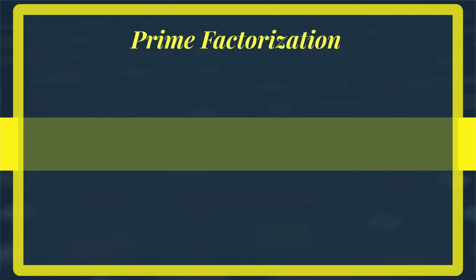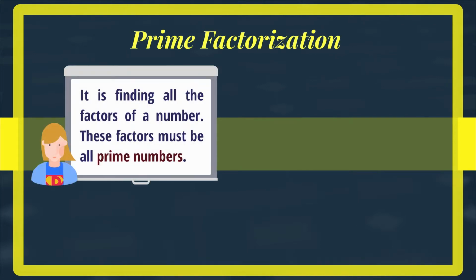Now let's go to the main lesson. Let's study prime factorization. We already know what prime numbers are and how to tell whether a number is prime or not, so this should be easier. What is prime factorization? It is finding all the factors of a number. These factors must all be prime numbers.